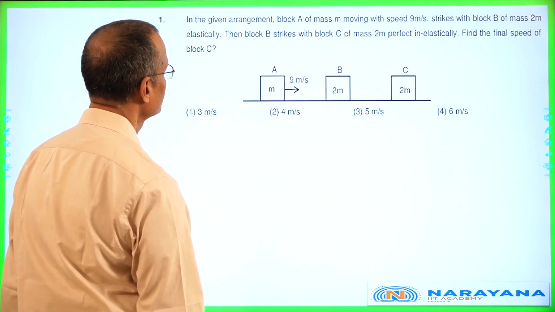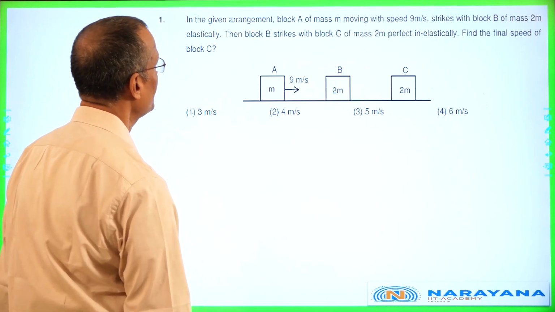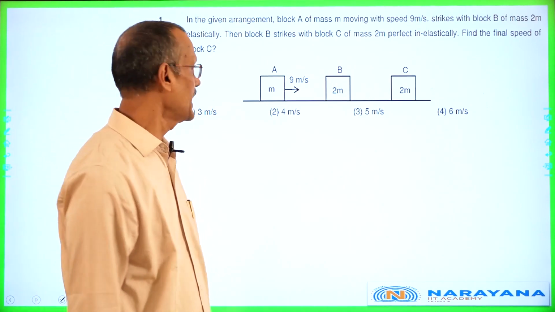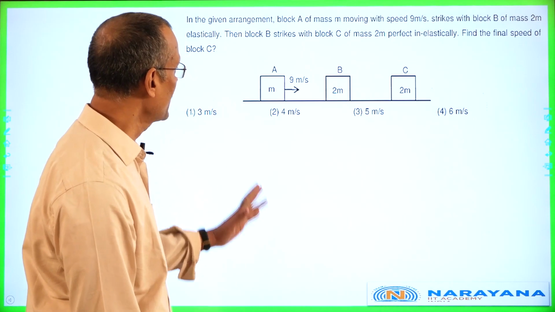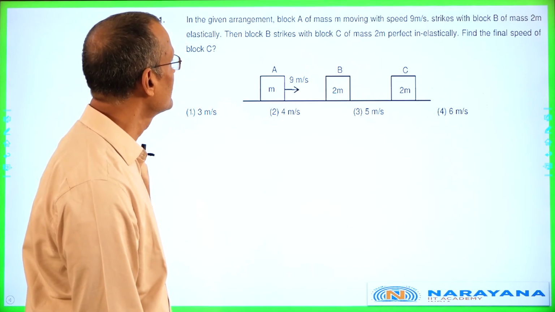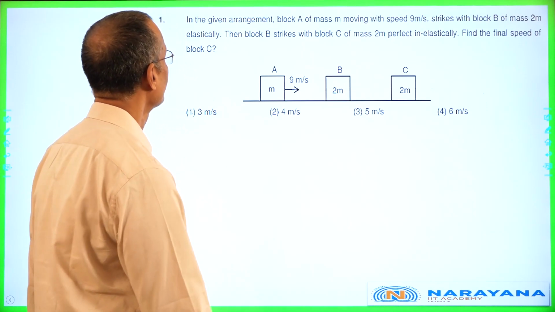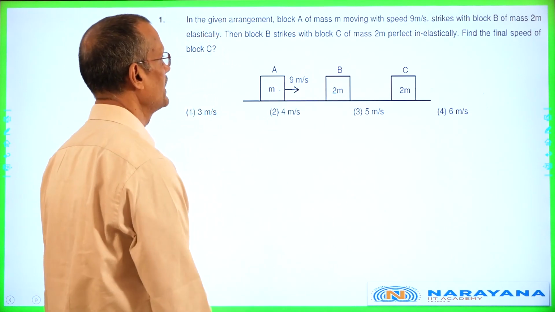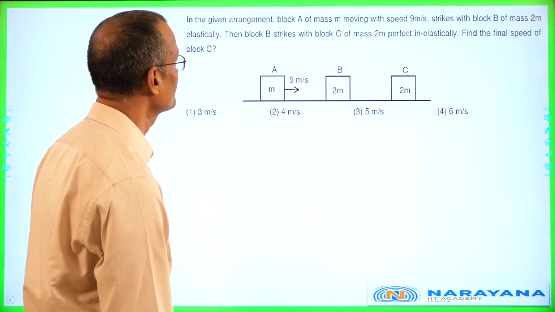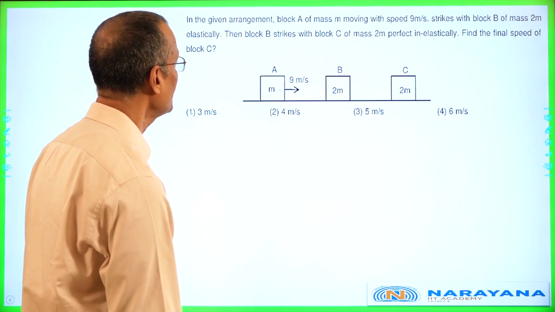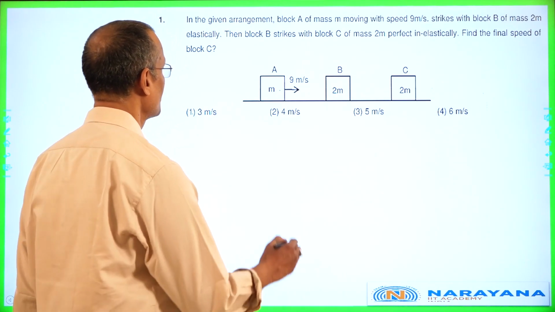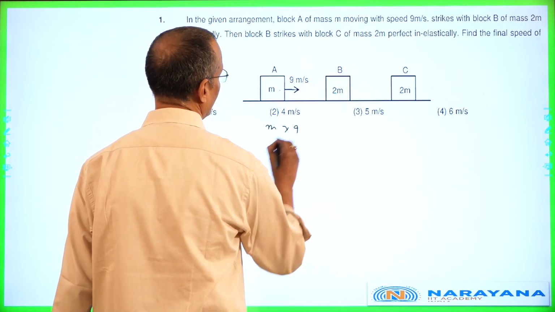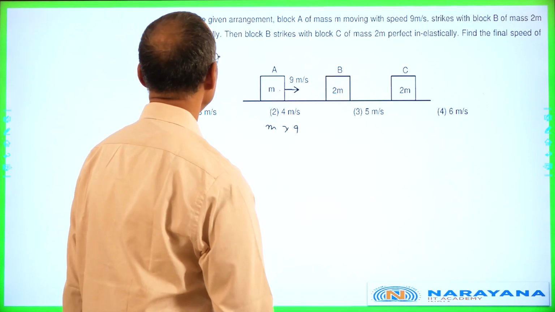You can check this. There are three bodies A, B and C. A is moving with velocity 9 meter per second. It is colliding with B, and B is at rest. So first, take the collision between A and B. A is moving with velocity 9 meter per second. You use conservation of linear momentum. So, m into 9 equals m1 u1 plus m2 u2.